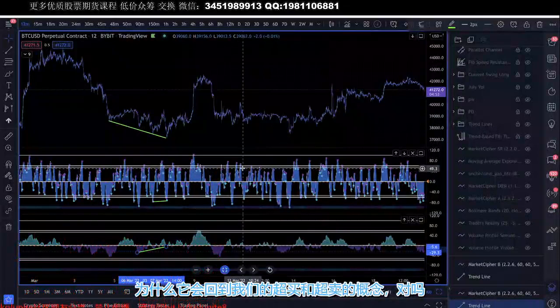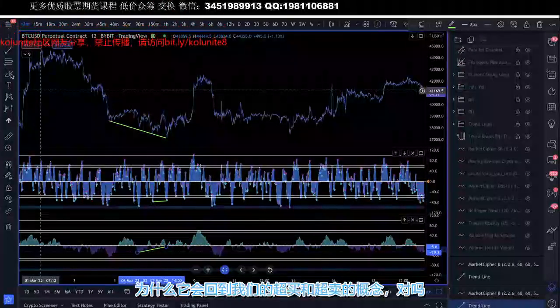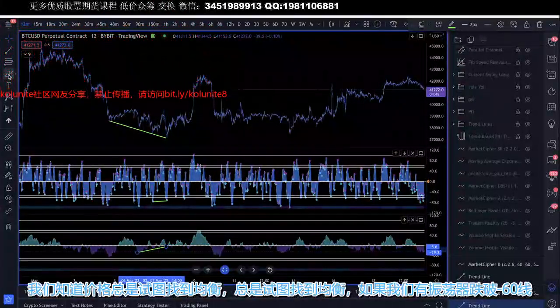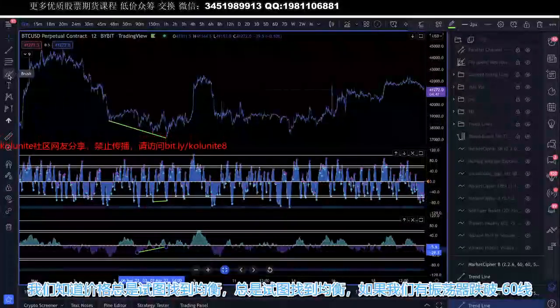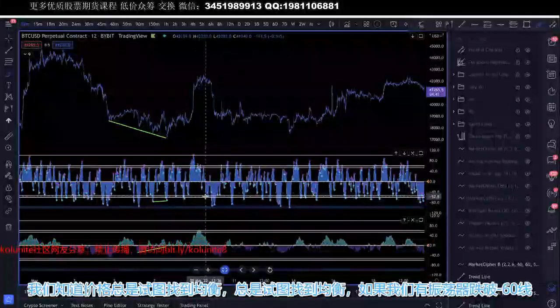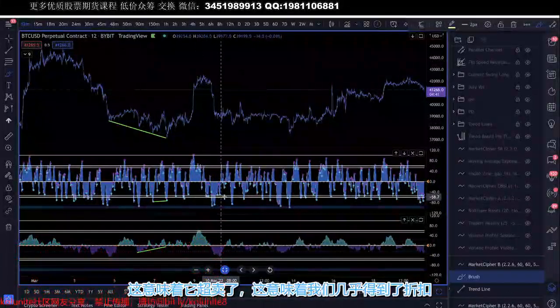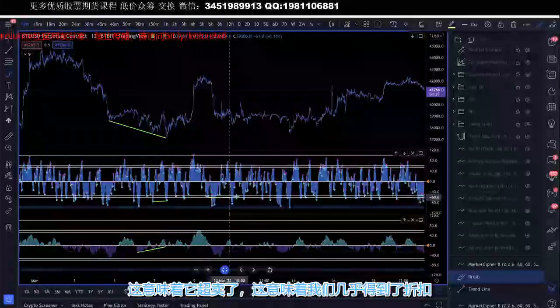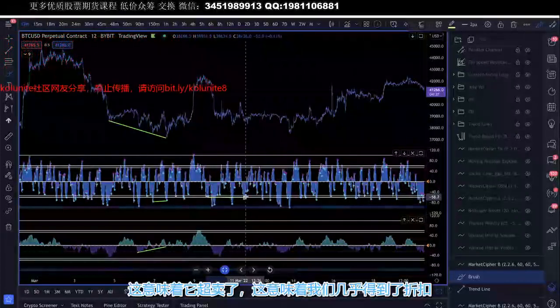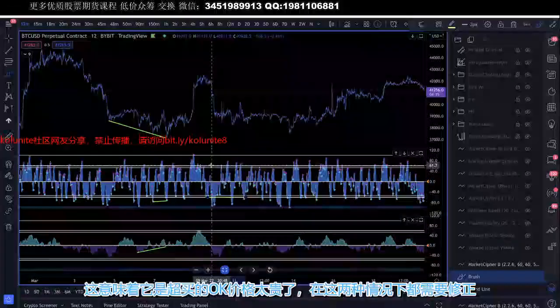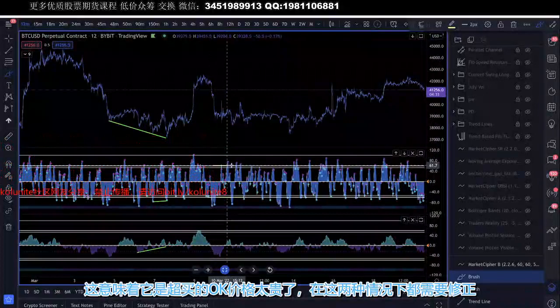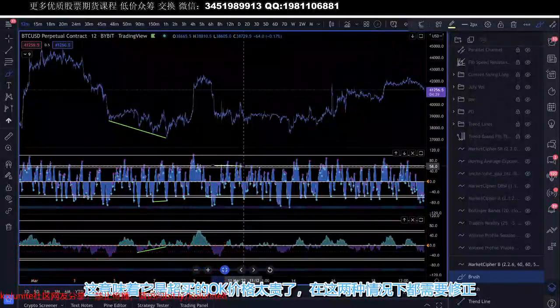Well, it's going back to our idea of overbought and oversold. We know that price is always trying to find equilibrium. If the oscillator comes down below the negative 60 line, this means that it is oversold, meaning we're pretty much getting a discount. And if it comes above this line, that means it is overbought, okay? Price is too expensive. And in both of these cases, there needs to be a correction.